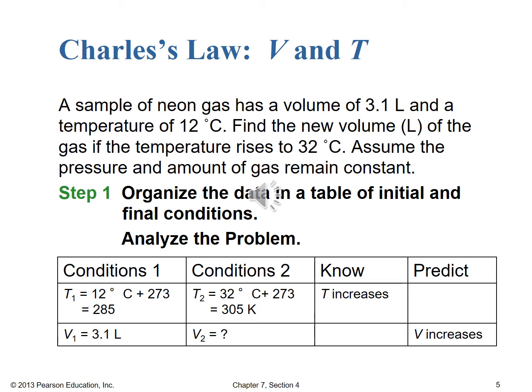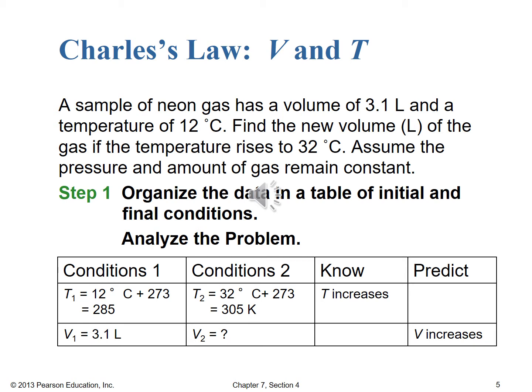As we did for Boyle's law, Charles' law, again, being a law in chemistry, it's going to probably have that succinct relationship that we talked about before, V1 over T1 equals V2 over T2. So let's work a problem together and see how we apply those steps we learned back in 7.3 to this section 4 of chapter 7. The problem here, a sample of neon gas has a volume of 3.1 liters and a temperature of 12 degrees Celsius. Find the new volume of the gas if the temperature rises to 32 degrees Celsius. Assume the pressure and amount of gas remain constant.